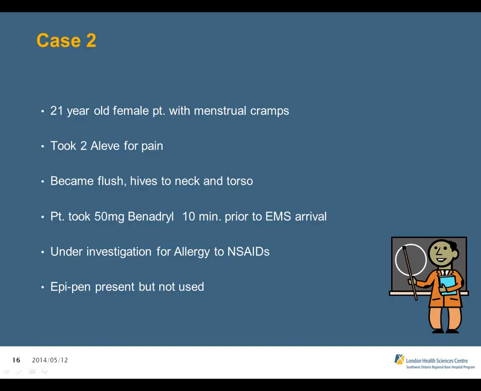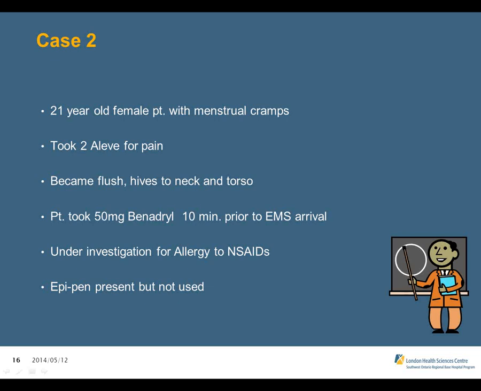So moving along to another case here, to go over some differences between allergic reactions and anaphylaxis. You're called to see a 21-year-old female patient who has some menstrual cramps, and she took 2 Aleve for pain. About half an hour after taking the medication, she noticed that her skin was getting red, she felt flushed, and she noticed some hives on her neck and torso. She had some Benadryl at home and decided to try some to see if that helped with her symptoms. She did this about 10 minutes prior to calling EMS.